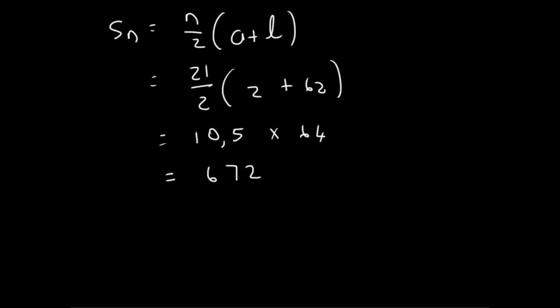Now, if we were to continue to work out the sum of the sequence, we are going to substitute that information. So what's our first term? What's our last term? Our first term is 2, our last term is 62, and so it would be 21 divided by 2 times 64, and that gives us 672.